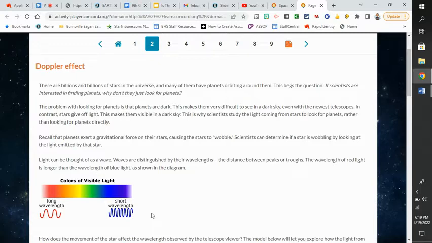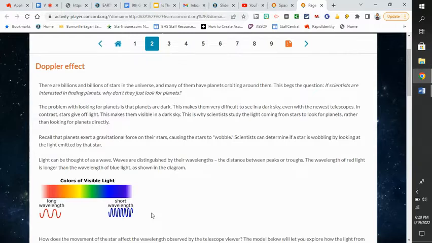In contrast, stars give off light. This makes them visible in a dark sky. This is why scientists study the light coming from stars to look for planets rather than looking for planets directly. Recall that planets exert a gravitational force on their stars, causing the stars to wobble. Scientists can determine if a star is wobbling by looking at the light emitted by that star.